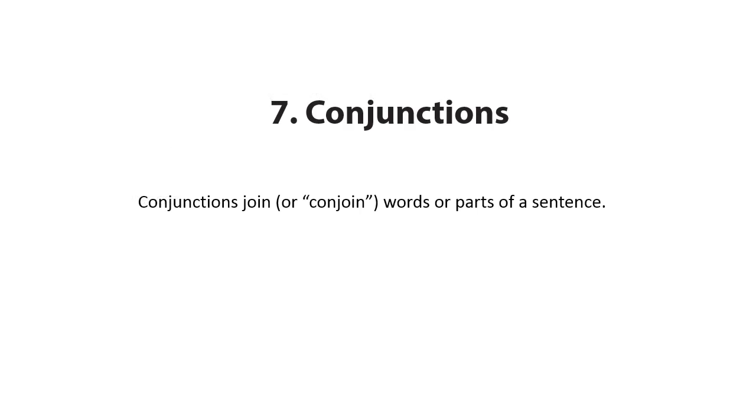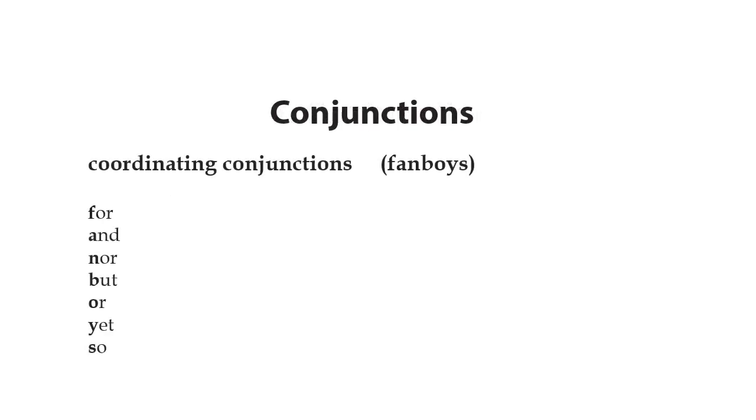Conjunctions. Conjunctions join, or you could think of conjoin, words or parts of a sentence. If you've heard the term conjoined twins, these are twins that are attached. And so this is what conjunctions do. They join two parts of a sentence. So there's coordinating conjunctions, and the acronym FANBOYS helps us remember these coordinating conjunctions. For, and, nor, but, or, yet, so. It's worth remembering those. These words are going to come up later with other rules. So that FANBOYS way of remembering these words is going to be helpful.